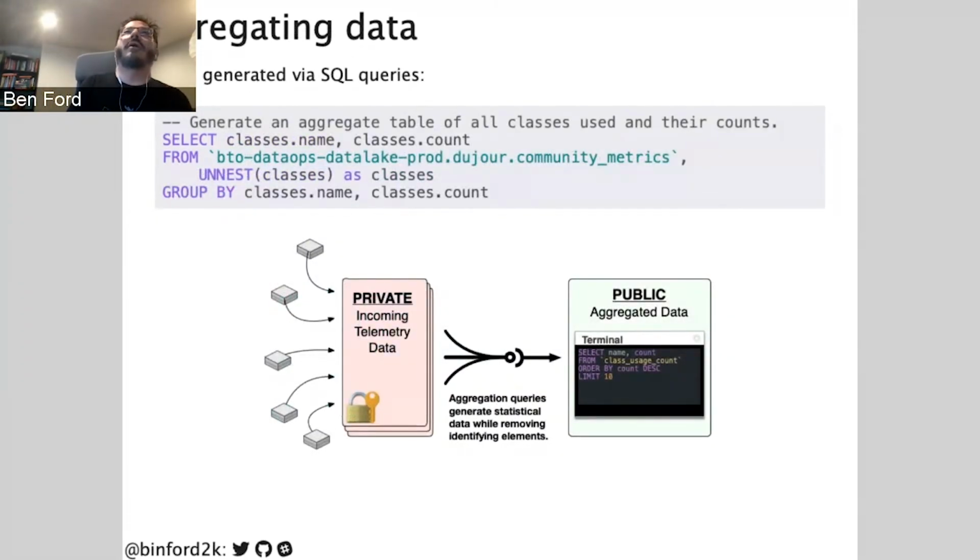So this data is generated by a whole bunch of little SQL queries. They're pretty straightforward. It turns individual records into aggregated tables that pre-compute those metrics that we talked about. All of the nodes out in public check in and send their information to our private internal database, and then these queries run, generate statistical data, remove anything that could be used to identify any record or any site, and put it into that public data set.